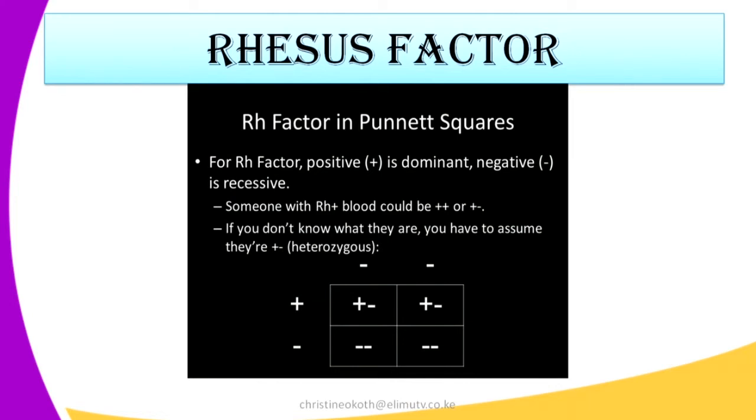On the second case, it still applies. The positive is the one which is dominant. It masks the negative rhesus factor. Then the fourth offspring is going to be both negative. So we have positive 2 of them and negative 2 of them.